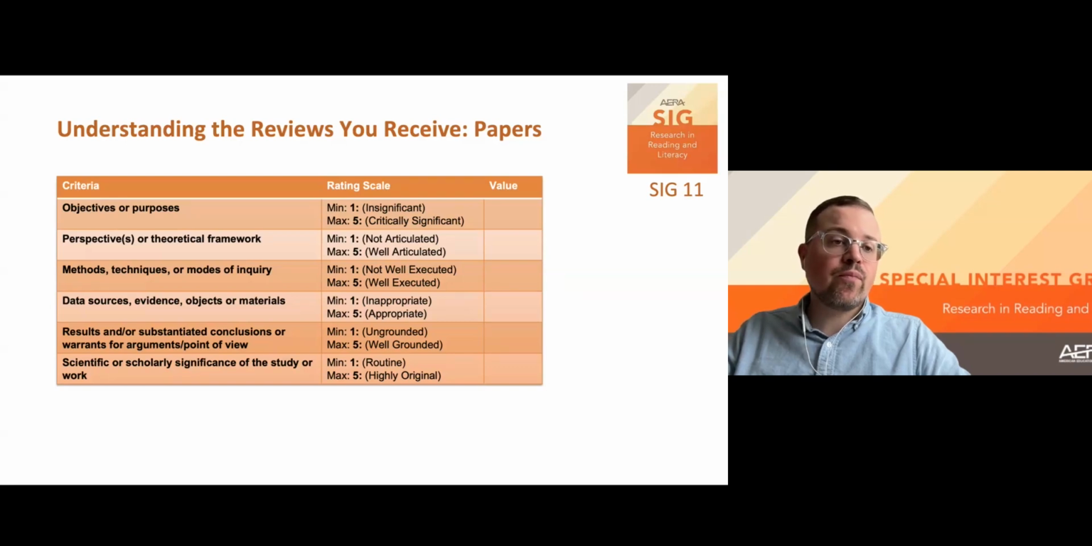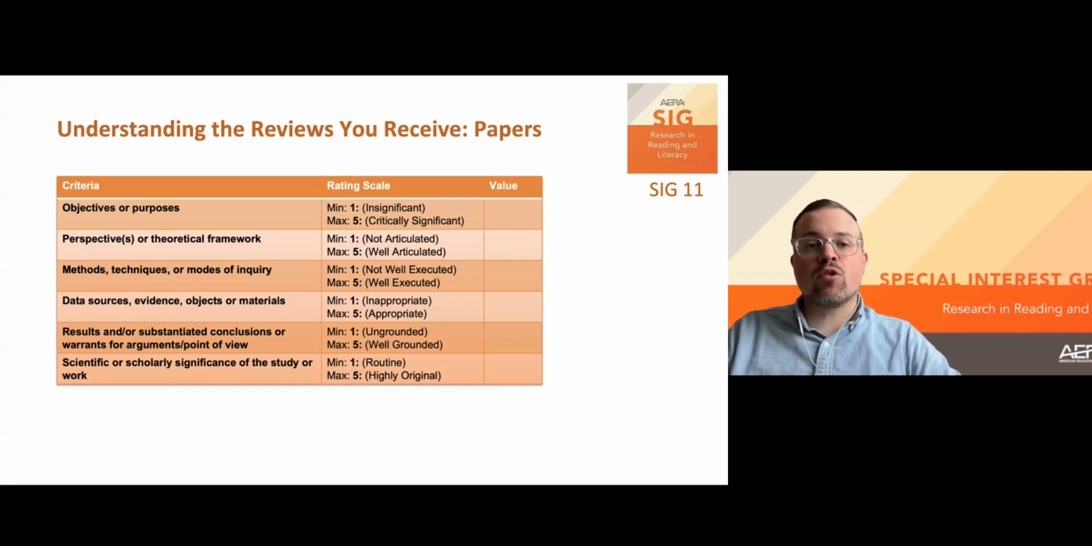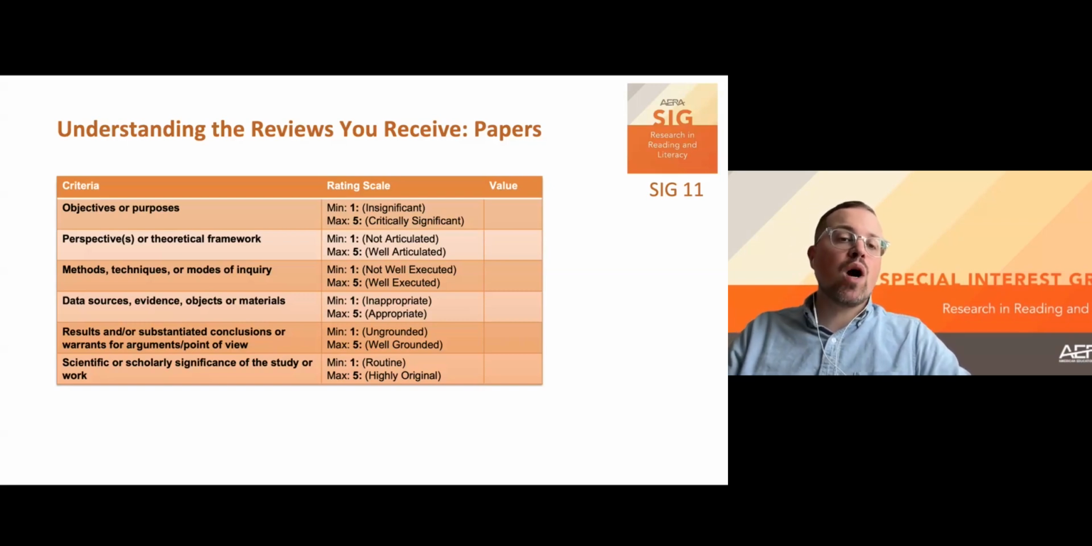The fifth criterion is the results and/or substantiated conclusions or warrants for arguments or points of view. And these will be rated from 1, ungrounded, to 5, well-grounded. And finally, the sixth criterion is the scientific or scholarly significance of the study or work, which will be rated from 1, routine, to 5, highly original.